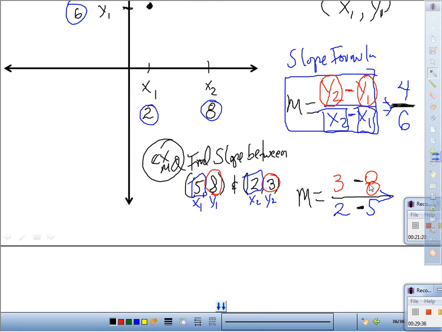And you're like, what is this? What is 3 minus 8? Negative 5. What is 2 minus 5? Negative 3. Can we simplify that a little bit more? Yes, what is negative divided by negative? Positive, and we leave it as 5 over 3. Copy that, please. And that's how you find the slope of a line without graphing using the formula. Bam, right on the money.